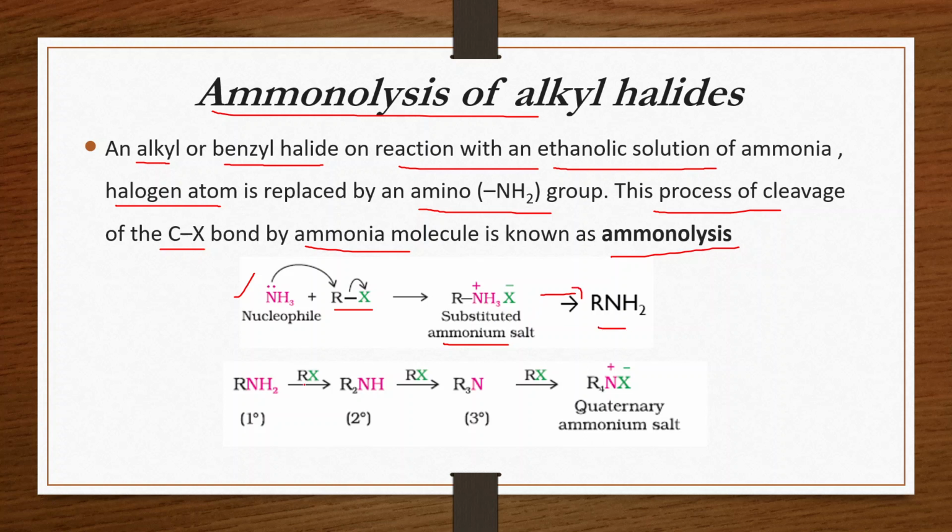Now this primary amine may further react with another molecule of alkyl halide, and we will get the secondary amine. Then we can also get the tertiary amine, and finally we will get the quaternary ammonium salt.